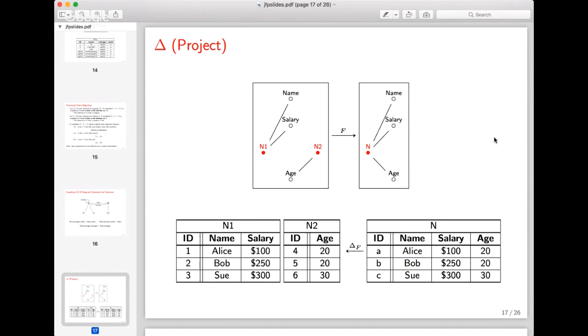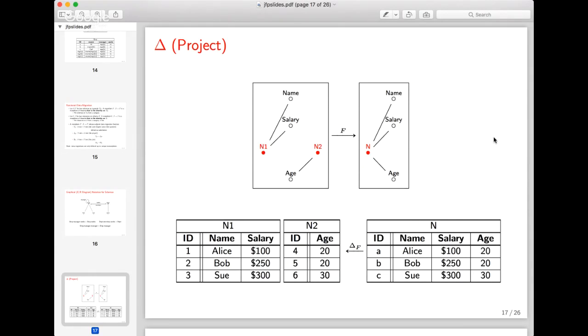It takes a source schema that has two entities, N1 and N2, to a target schema which has one entity, N. In particular, it maps both of those entities, N1 and N2, to N. Then it maps the attributes straight across: name to name, salary to salary, age to age. The delta functor goes backwards, in the opposite direction of the schema mapping. So if you start with this instance on the right, N with 3 rows, the delta functor projects, splitting that table into 2 tables, each of which has 3 columns.